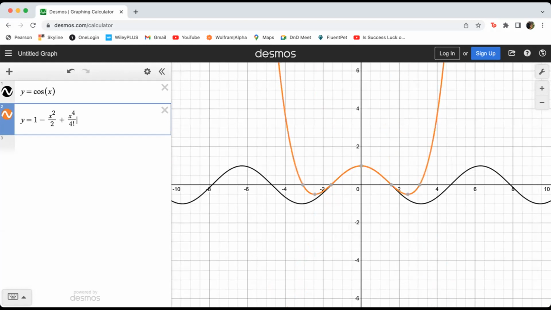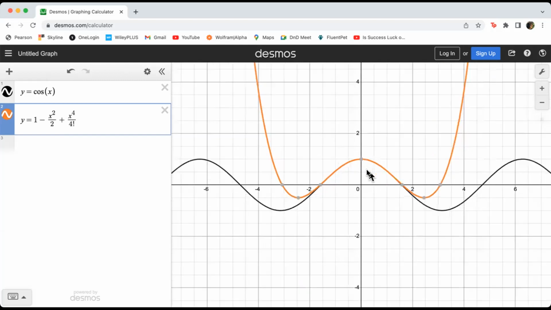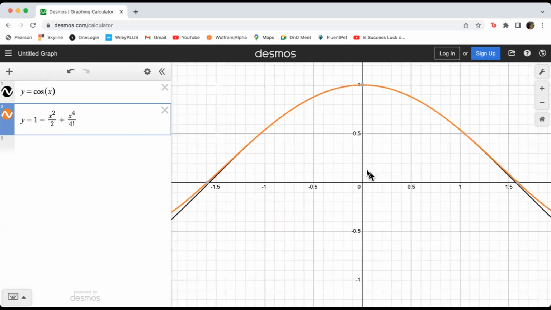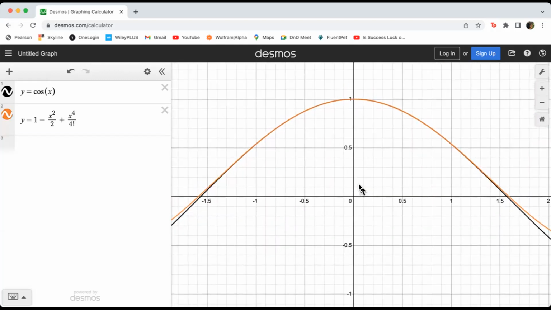So we throw another term on there. Now we've got a fourth degree approximation. Now, the fourth degree approximation is closer, near zero. It's closer, and it works over a wider interval. And so we can zoom out a little bit more and see things very close.